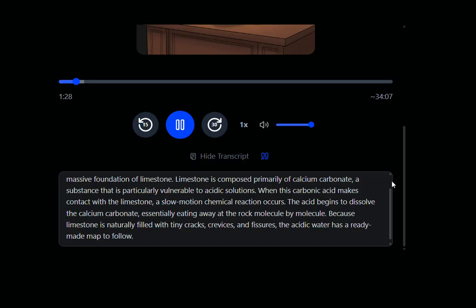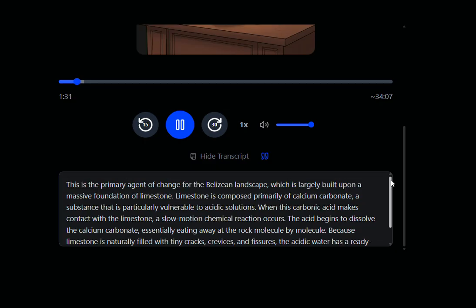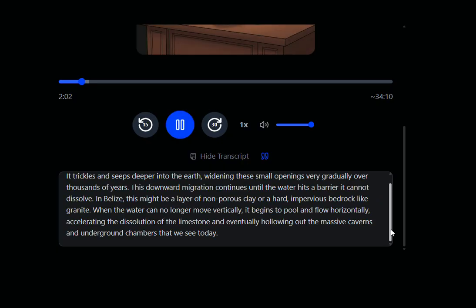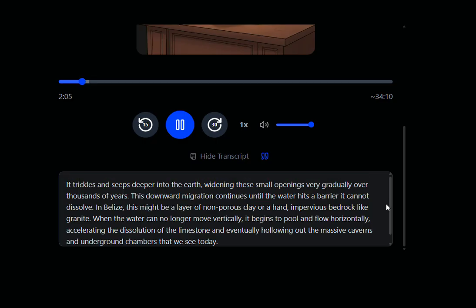This is the primary agent of change for the Belizean landscape, which is largely built upon a massive foundation of limestone. Limestone is composed primarily of calcium carbonate, a substance that is particularly vulnerable to acidic solutions. When this carbonic acid makes contact with the limestone, a slow-motion chemical reaction occurs. The acid begins to dissolve the calcium carbonate, essentially eating away at the rock molecule by molecule. Because limestone is naturally filled with tiny cracks, crevices, and fissures, the acidic water has a ready-made map to follow. It trickles and seeps deeper into the earth, widening these small openings very gradually over thousands of years.